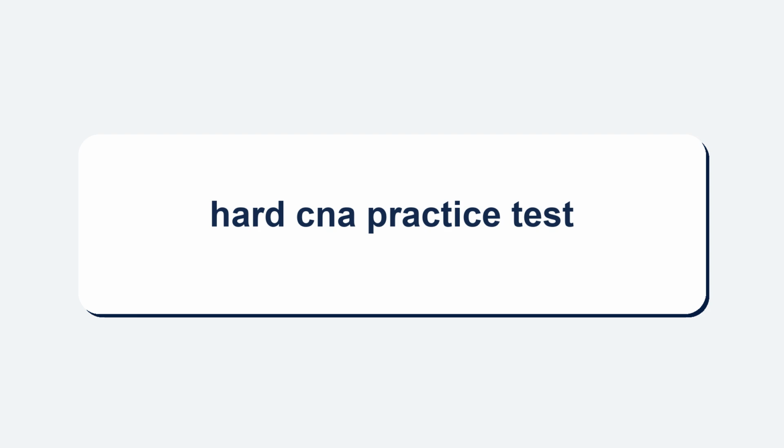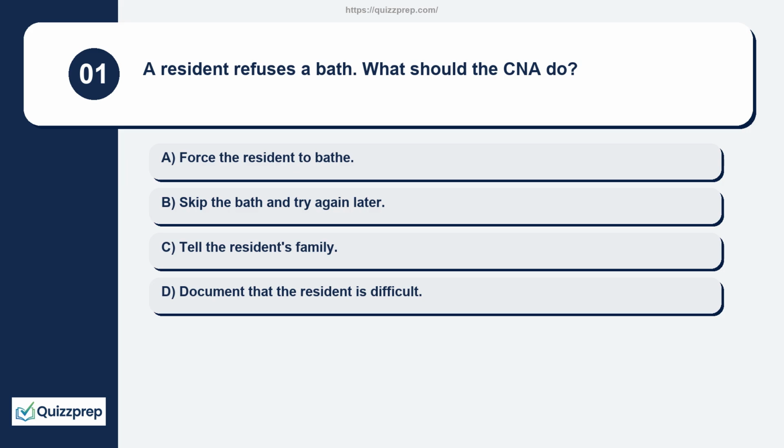Hard CNA practice test. Question 1. A resident refuses a bath. What should the CNA do? Force the resident to bathe. Skip the bath and try again later. Tell the resident's family. Document that the resident is difficult.